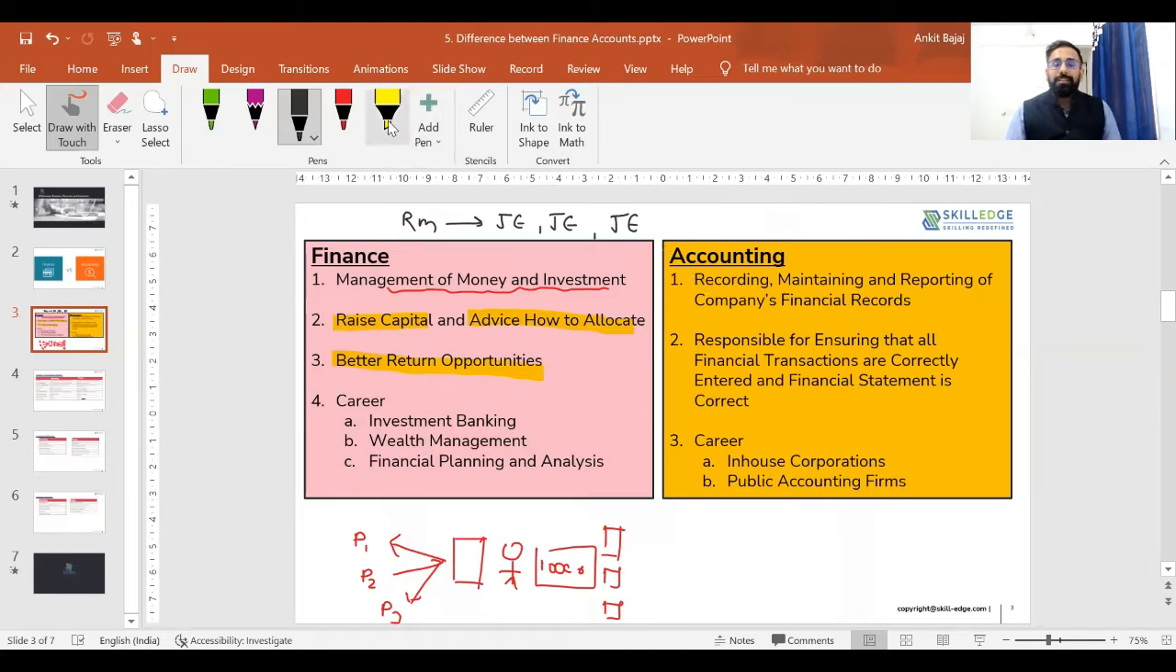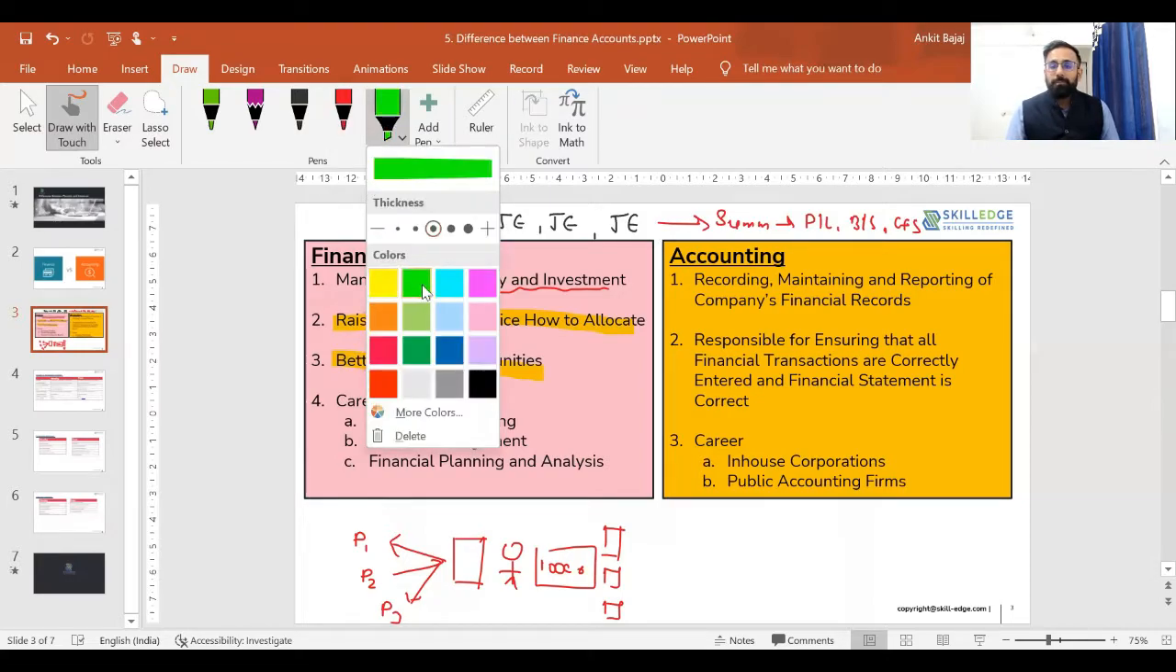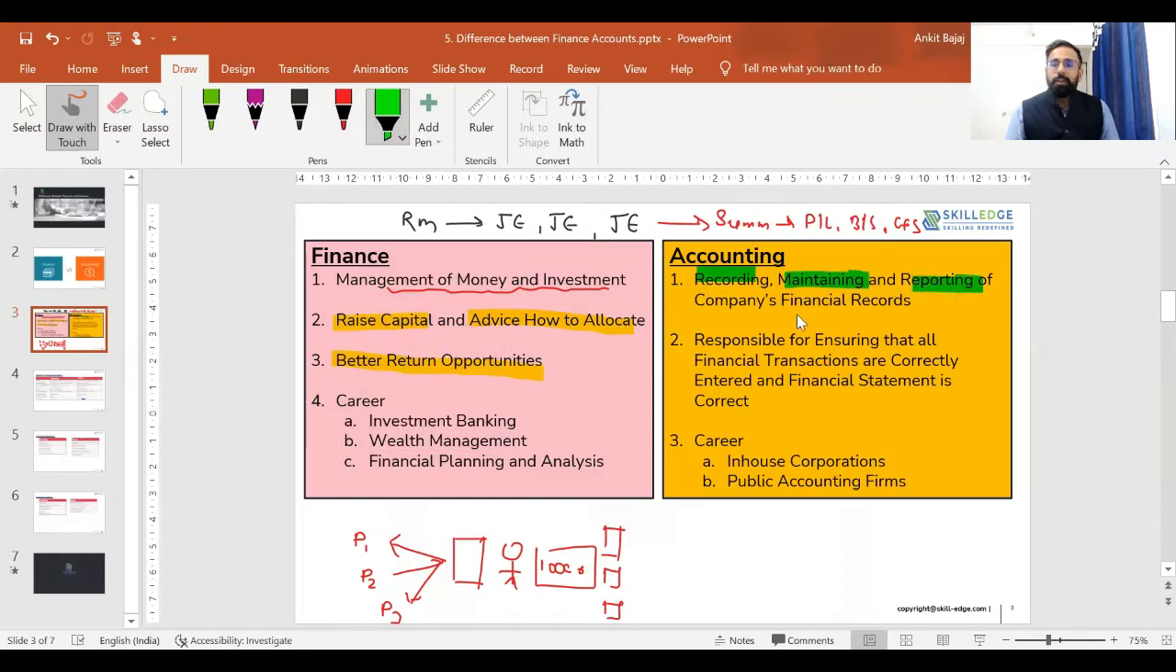right? Once you record all the journal entries, after that you will be preparing the summary of those journal entries. And what will be the summary of those journal entries? That will be the financial statements, which are the P&L, balance sheet and cash flow statement. So this is what accounting actually means here, right? What will your function be if you are appointed as an accountant of some company? Recording, maintaining and reporting the company's financial records, and being responsible for ensuring that all financial transactions are correctly entered and the financial statements are correctly prepared. This is going to be your function if you choose accounting as a career, right?